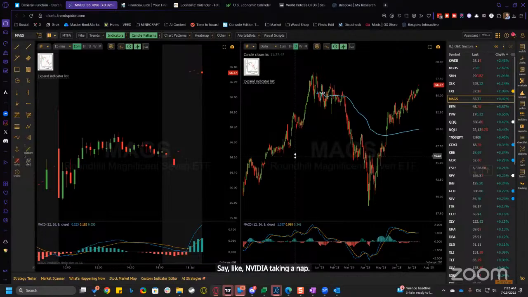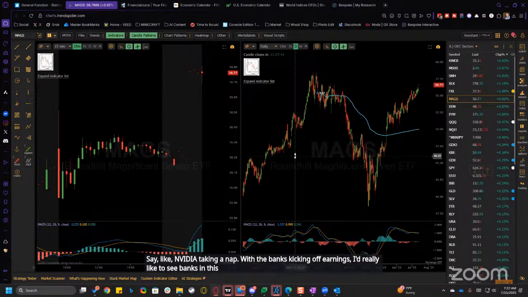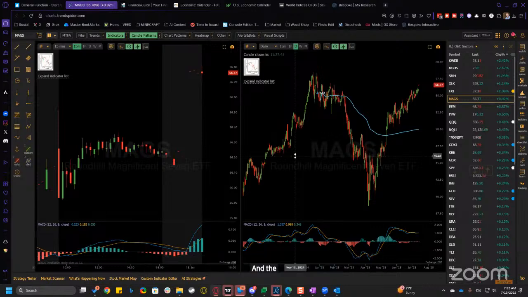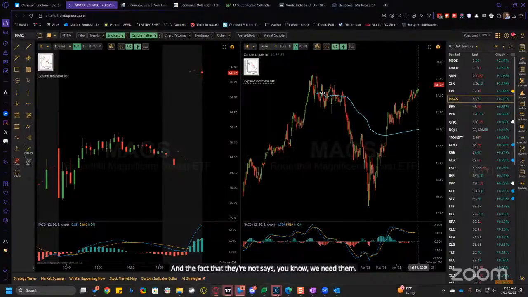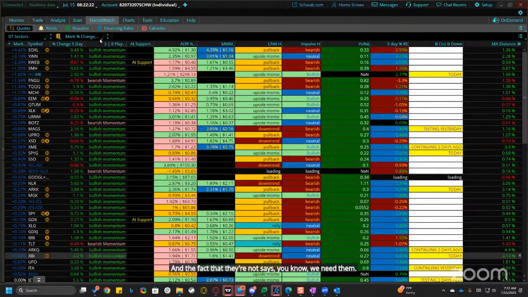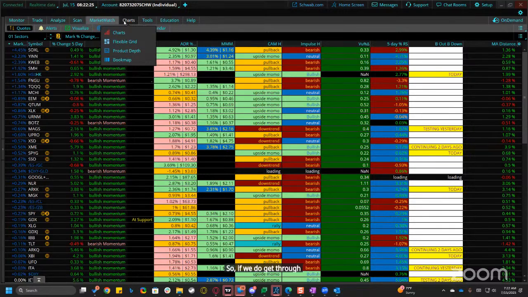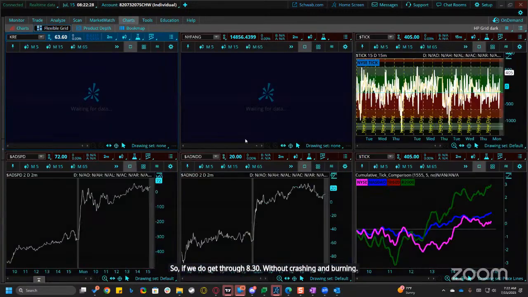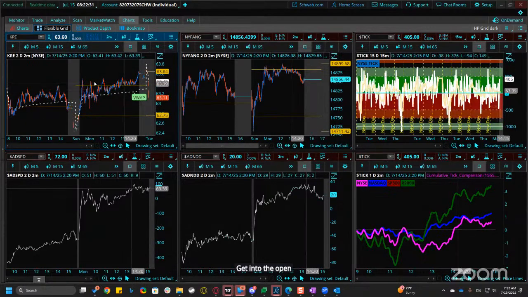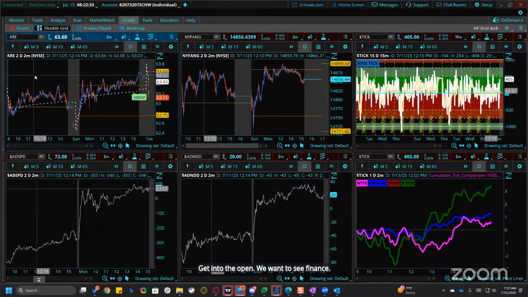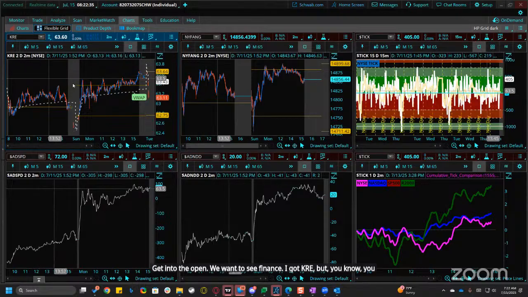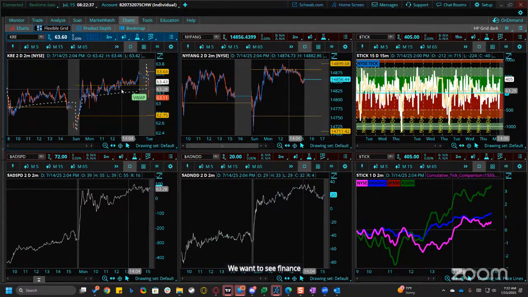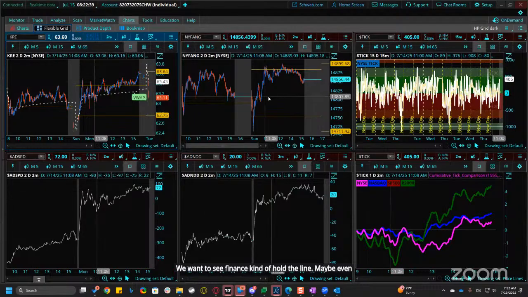With the banks kicking off earnings, I'd really like to see banks in this up more. And the fact that they're not says we need them. So if we do get through 8:30 without crashing and burning, get into the open, we want to see finance. I got KRE, but you can use whatever. We want to see finance kind of hold the line, maybe even keep up.